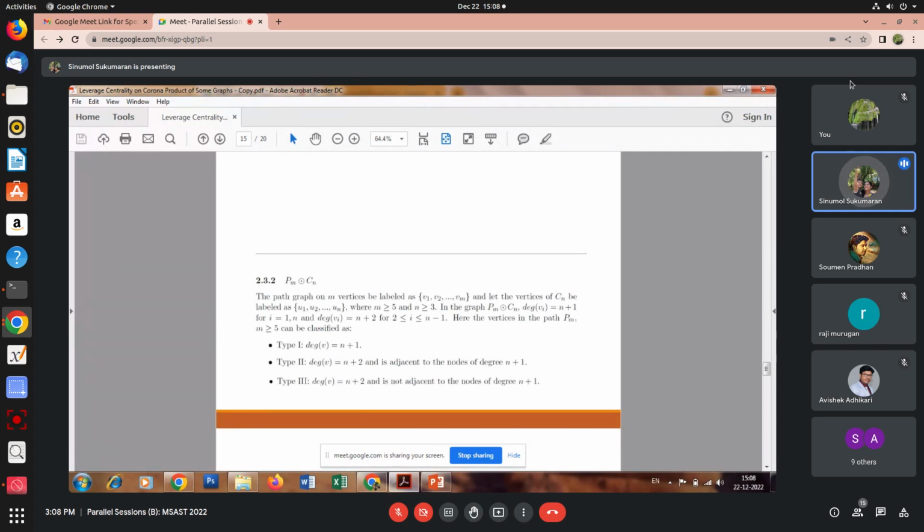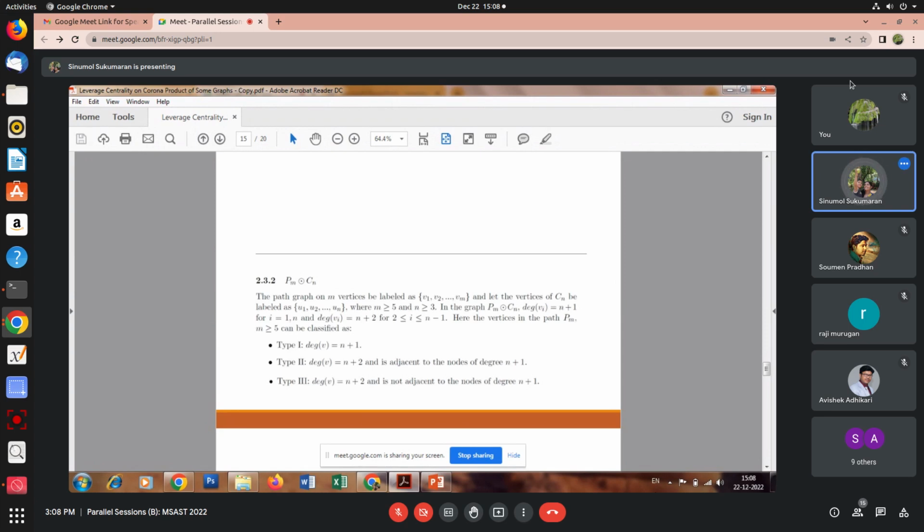And now we know that the corona product is not commutative, so we calculate the leverage centrality analysis of the corona product in the reverse order, Pm composition Cn. The path graph on m vertices is labeled v1, v2, etc., vm, and let the vertices of Cn be labeled u1, u2, etc., un, where m is greater than or equal to 5 and n is greater than or equal to 3.